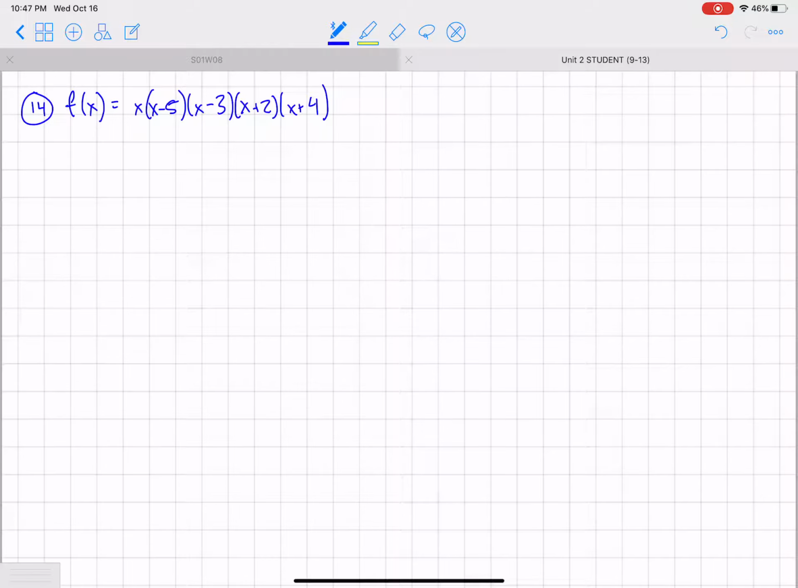there's some things that we can look at real quick. First, we have 1, 2, 3, 4, 5 factors here. So our degree will be 5.